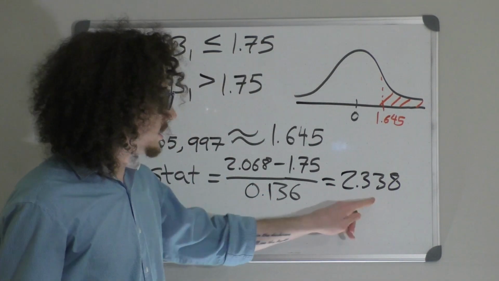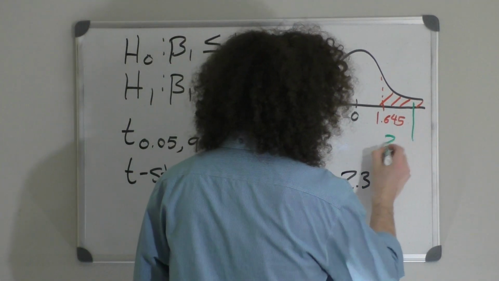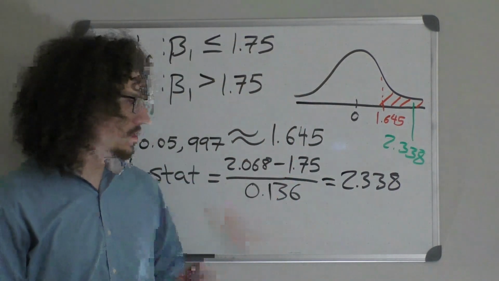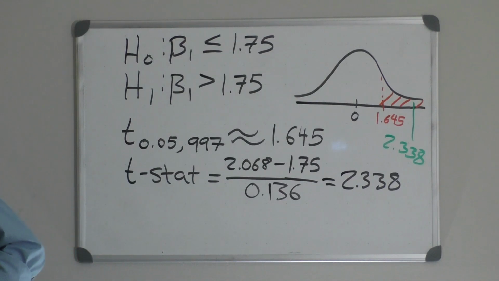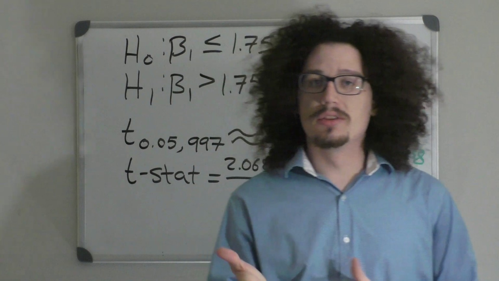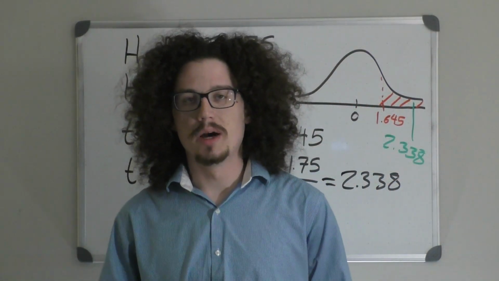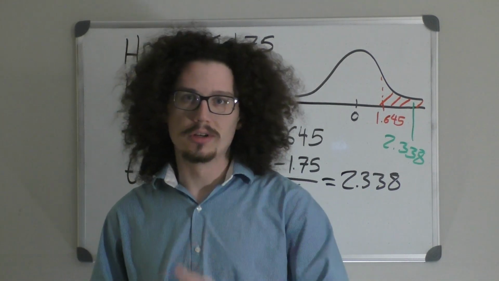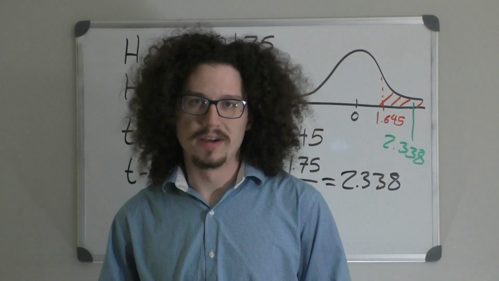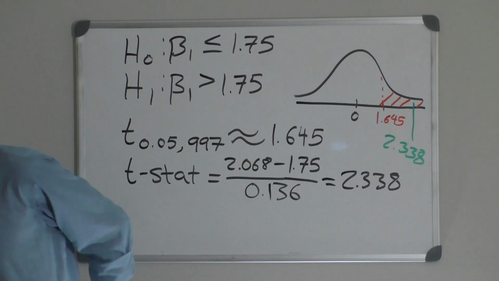All right, once we have that, we can check to see where that falls in relation to our critical value. And that does fall into that rejection region. So since it falls into the rejection region, we're going to reject the null hypothesis, and we're going to conclude that increasing education by a year, an additional year of education, leads to more than a $1.75 increase in wages.